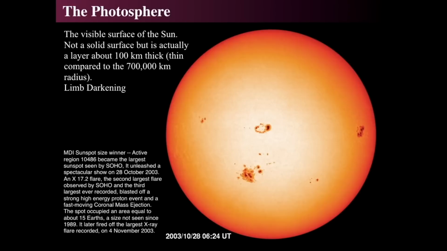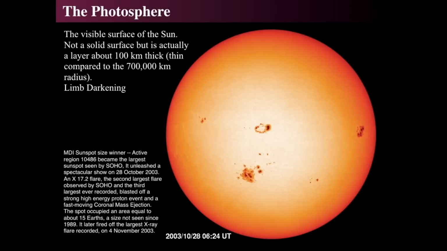So the photosphere is not a visible surface, and since it's about 100 kilometers thick compared to the sun's 700,000 kilometer radius, you can't tell that it's an edge. So that's what we call limb darkening, and this image definitely shows this.